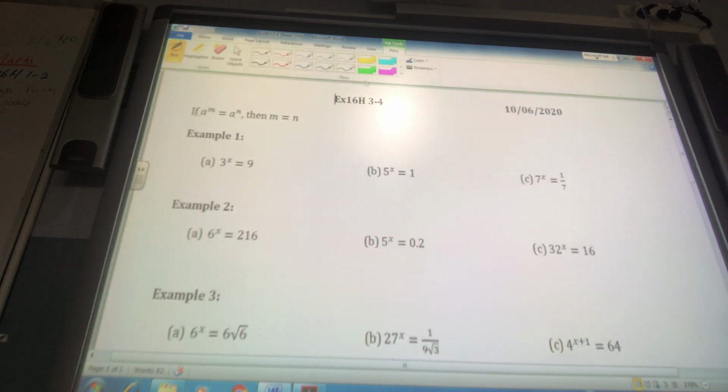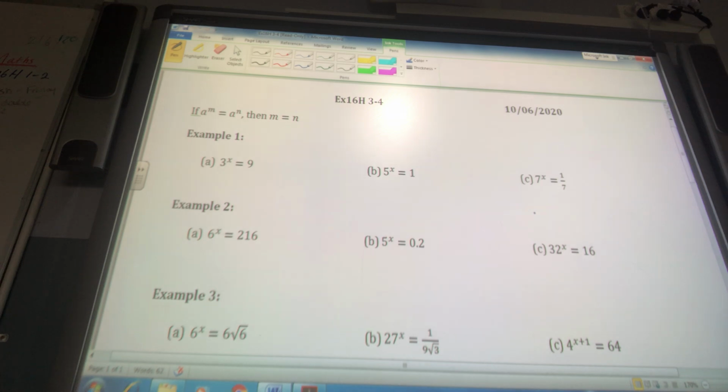Now in today's lesson, we're just going to finish 3 and 4 from exercise 16H. So the worksheet I gave you yesterday. We have learned quadratic equations, right? Today we're also going to do another type of equations, which is equations with indices. So let's just quickly revise.